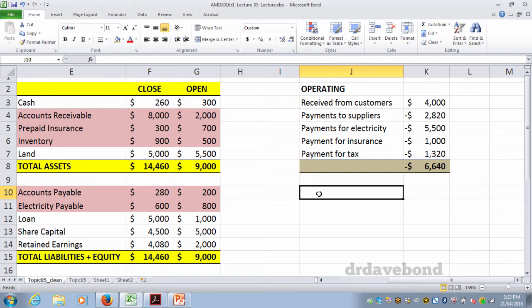So received from customers 4,000, payments to suppliers 2,820, payments for electricity 5,500, payments for insurance 1,000, payment for tax 1,320.